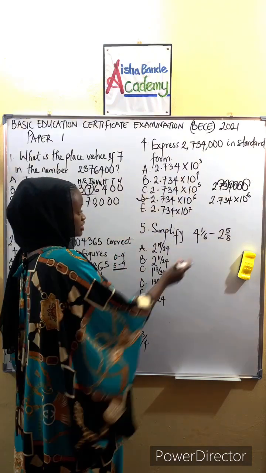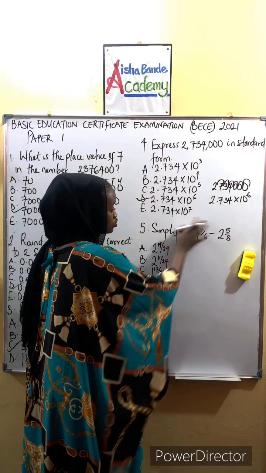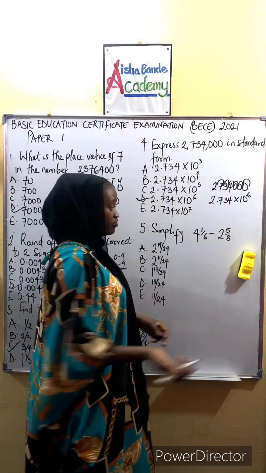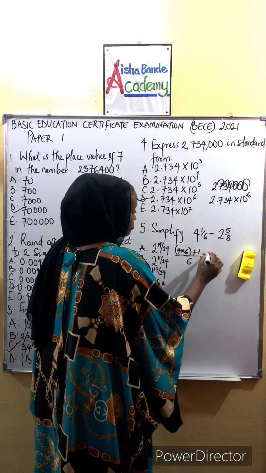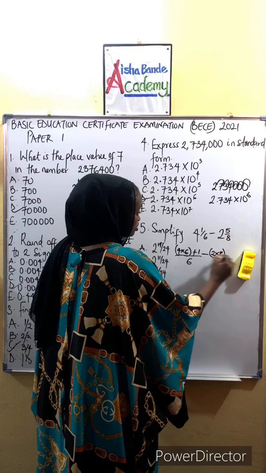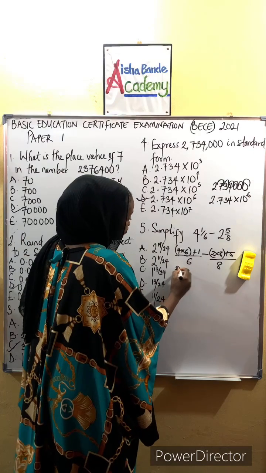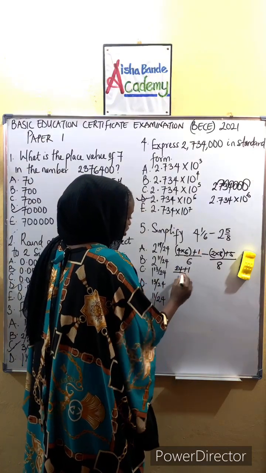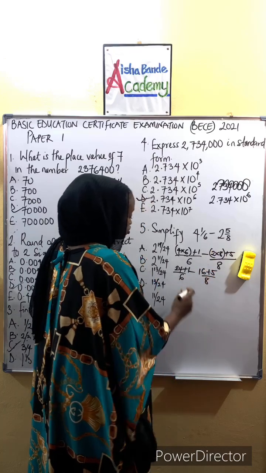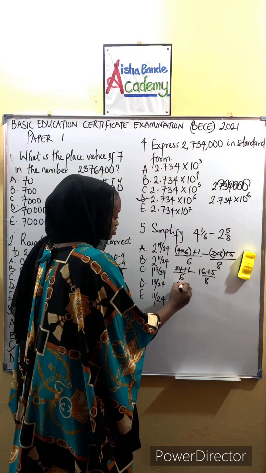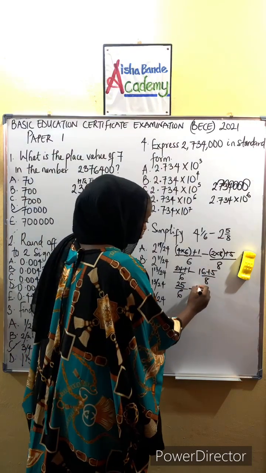The last question, number 5, says simplify 4 whole number 1 over 6 minus 2 whole number 5 over 8. So for us to simplify this, all we need to do is to change these mixed numbers to improper fractions. And this is going to be 4 times 6 plus 1 all over 6 minus 2 times 8 plus 5 all over 8. So 4 times 6 gives us 24, plus 1, all over 6 minus 2 times 8 gives us 16 plus 5, all over 8. So simplifying further, we have 24 plus 1 gives us 25 over 6 minus 16 plus 5 gives us 21 over 8.